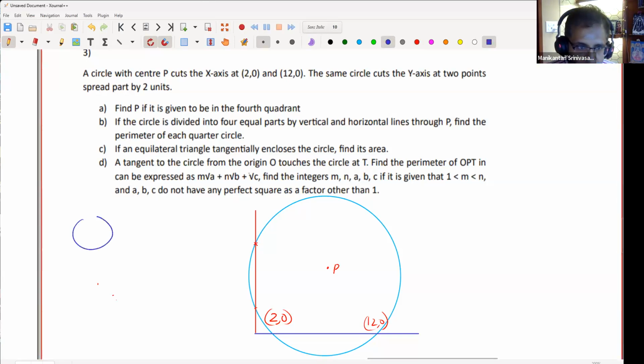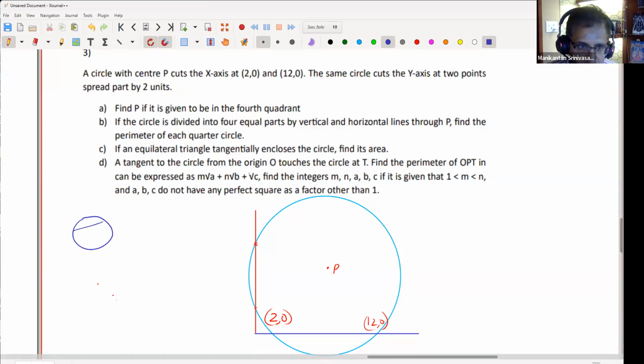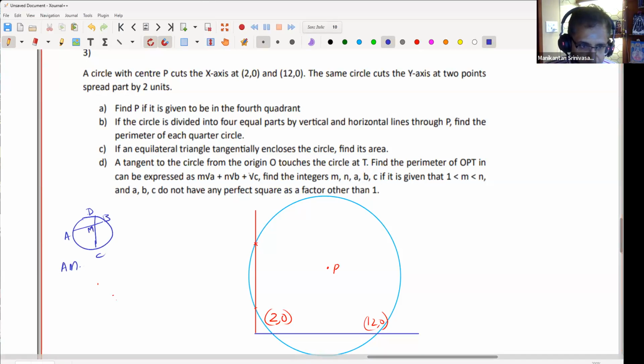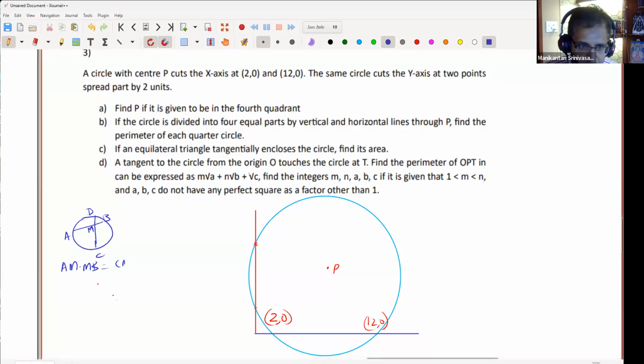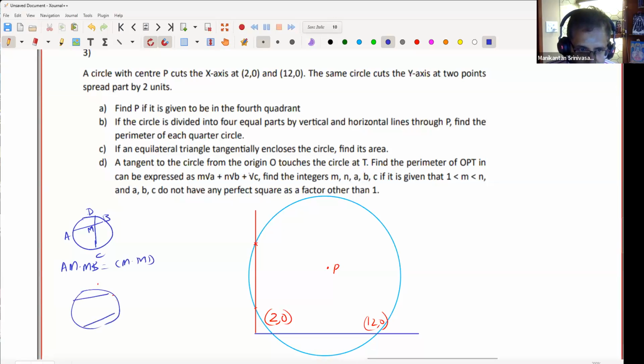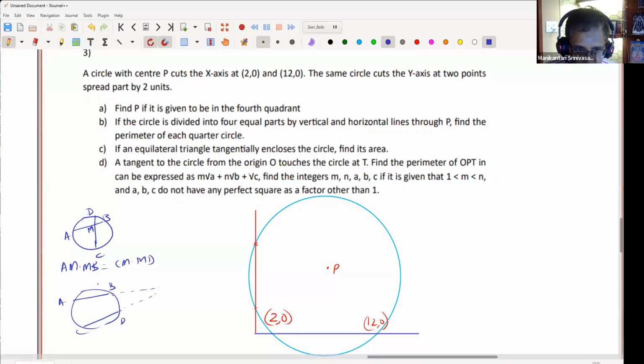We saw that if there are two chords intersecting inside the circle, let's say AB and CD like this, and the intersection point is M, then AM times MB is CM times MD. We also saw that this is true even if the intersection point is outside the circle. Let's say this is AB and this is CD. If the intersection happens outside by extension here, then also the same rule, AM times MB.